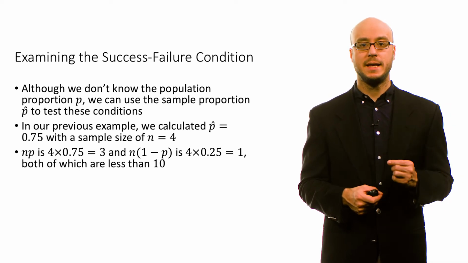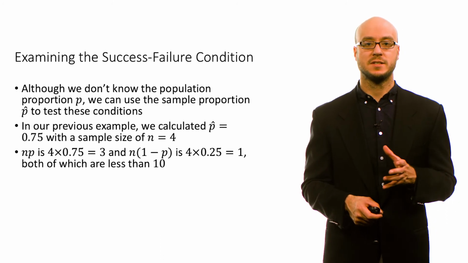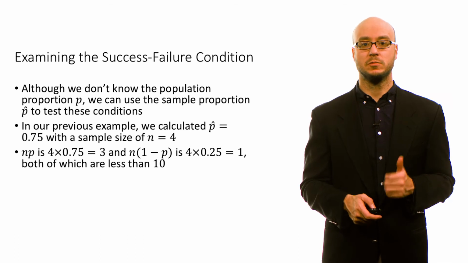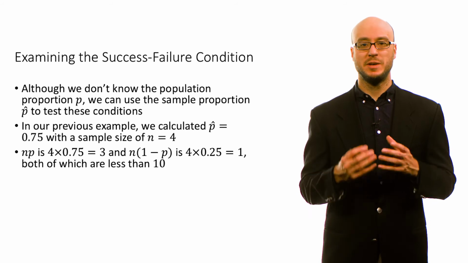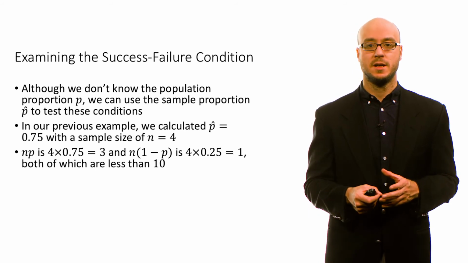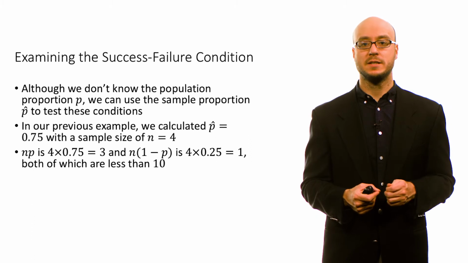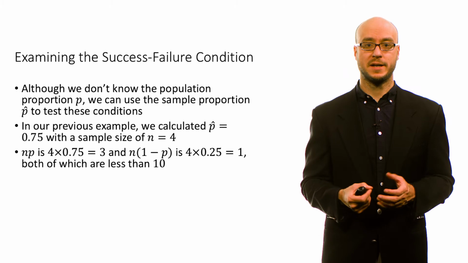So let's plug in P hat for P. Then we get these 2 values for the successes and failures. The expected successes are n times P, which is 3. In this case, 4 times 0.75. So we expect about 3 successes. In terms of the expected failures, we have n times 1 minus P, or 4 times 0.25, which is 1. So we have about 1 expected failure.